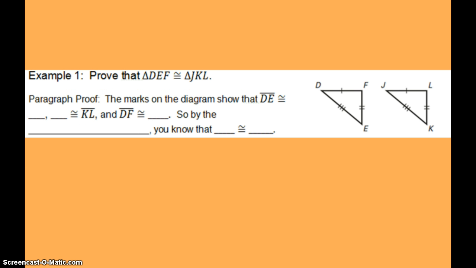Alright, so here's our first example. It says that the markings on the diagram show that DE is congruent to, well, here are 3 tick marks, and the only other side that has 3 tick marks is JK. So we know that DE is congruent to JK. We know that something is congruent to KL, so that would be EF. And we also know that DF is congruent to JL.